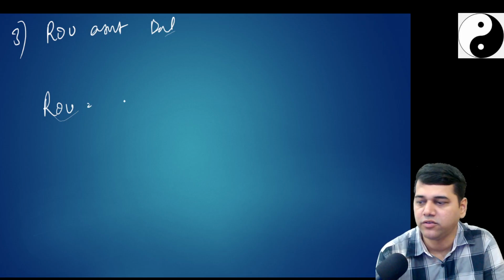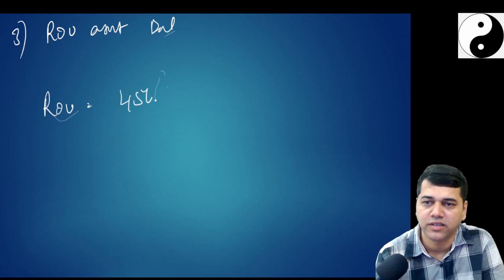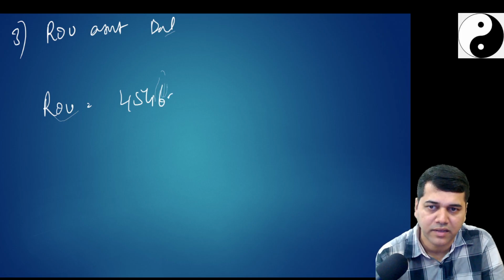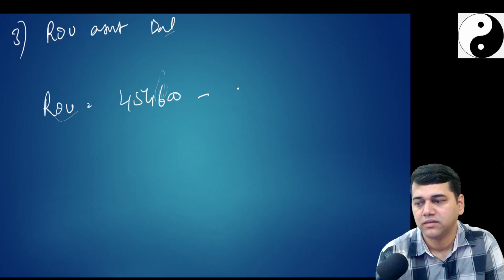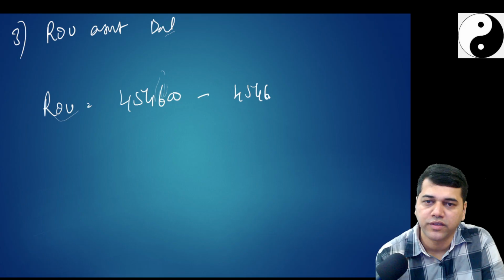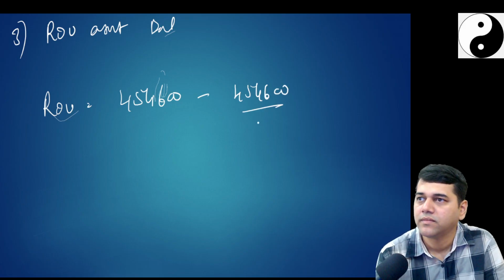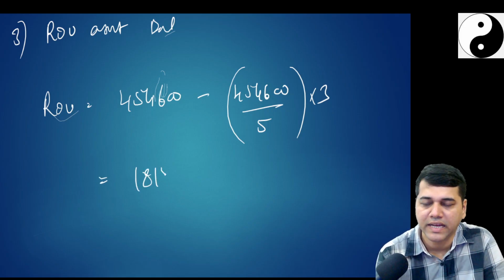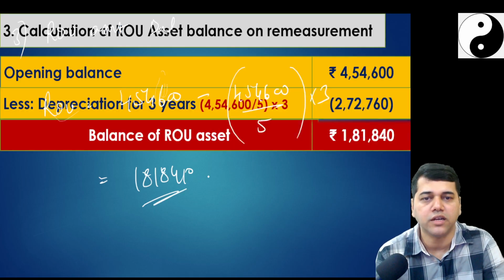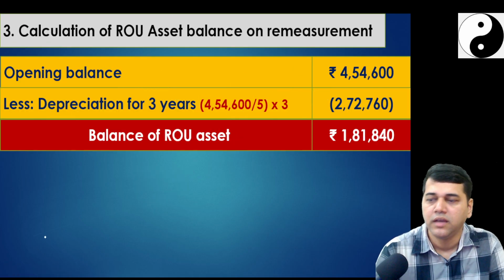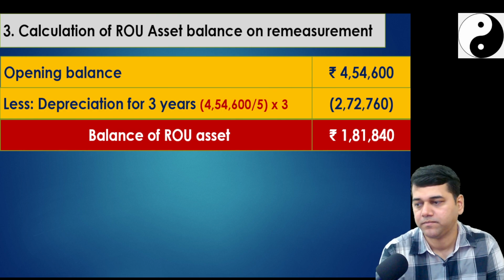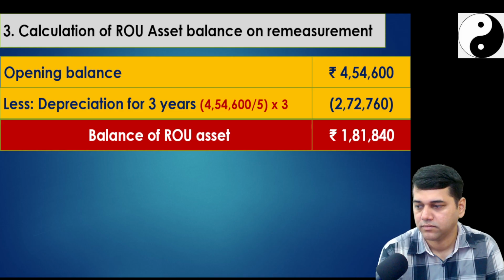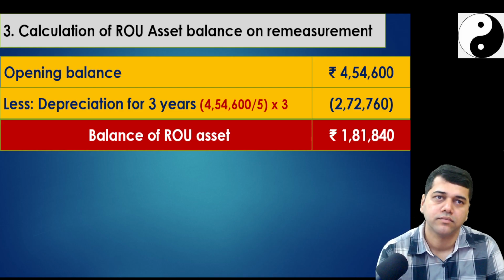So ROU balance is equal to 4,54,600 opening balance minus 454,600 divided by 5 into 3. 3 years finished. So this gives you 1,81,840. So you understood the balance of the ROU asset, balance of the lease liability. Clear?